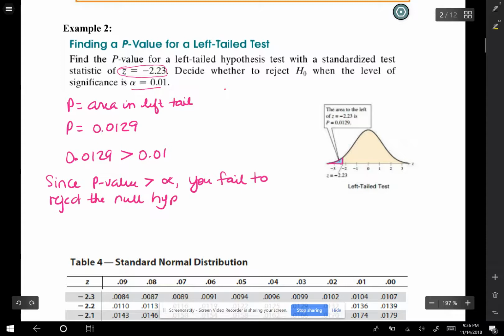And of course, here we don't even have a hypothesis that we're looking at, but as we move further through the lesson, we'll actually have some problems that we're reading, so we know what the null hypothesis is. Here we're just making sure that you understand how to calculate or find p, and then how to compare it to the level of significance.